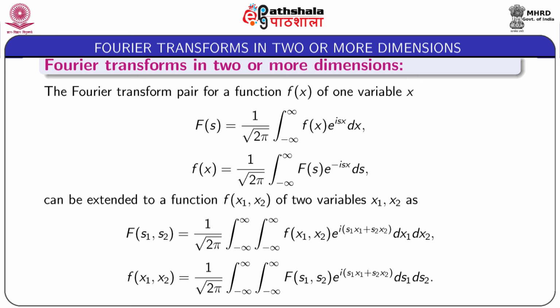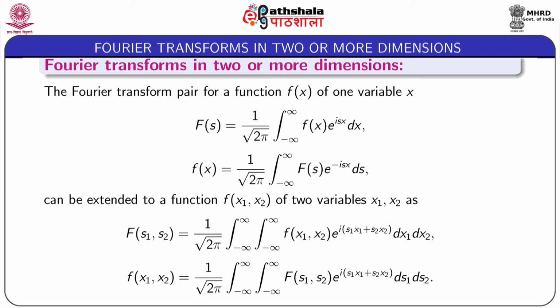Now, we come to Fourier transforms in 2 or more dimensions. The Fourier transform pair for a function f(x) in one variable is, we know, capital F(s) equal to 1 by root 2 pi integral minus infinity to plus infinity small f(x) e to the power I sx dx, and its inverse transform is given by small f(x) equal to 1 by root 2 pi integral from minus infinity to plus infinity capital F(s) into e to the power minus I sx ds.